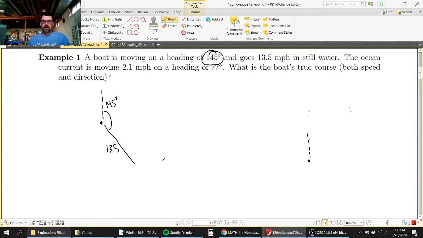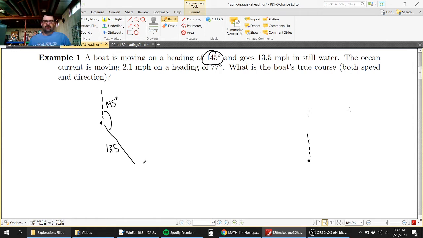So the way we dealt with vectors before, this boat kind of has two forces on it. The force of the motor pushing it in the direction of 145 degrees, and the ocean current pushing it on a heading of 77 degrees. So we think of those two forces as vectors, and we have to add them up to figure out what the resulting force is on the boat.